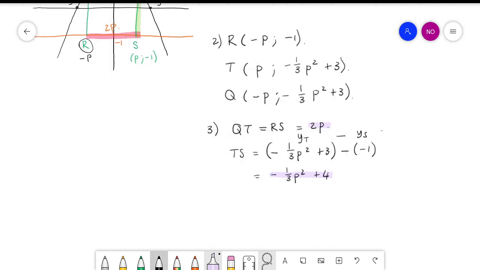But they are looking for the area. So I'm going to say the area will be 2p times negative a third p squared plus 2, plus 4, which gives us that, and that's what they asked you to prove. Hulle het gesê bewys dat die area gegee kan word deur dit.